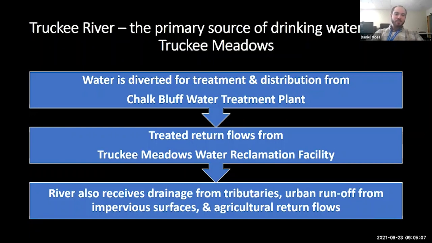And then just pointing out that the sewer treatment plant is a point source form of contribution to the water system, to the Truckee. But then there's a huge amount of non-point source pollution, and so that's drainage from our tributaries, our creeks, which drain from our urban runoff.